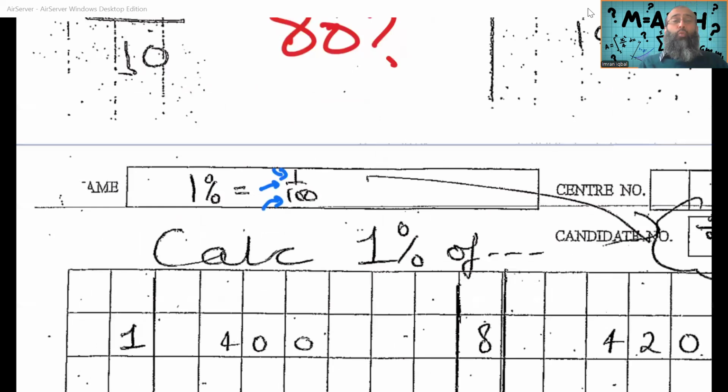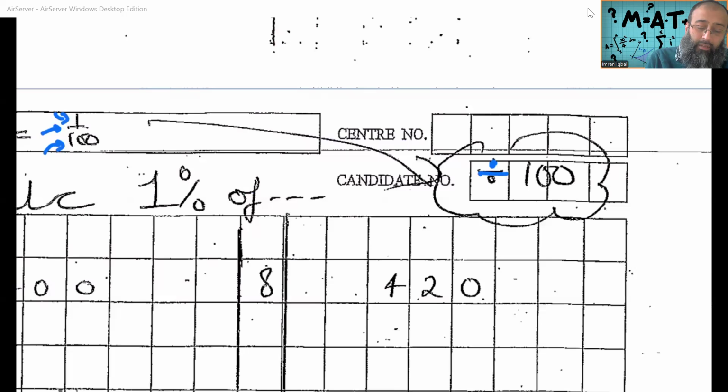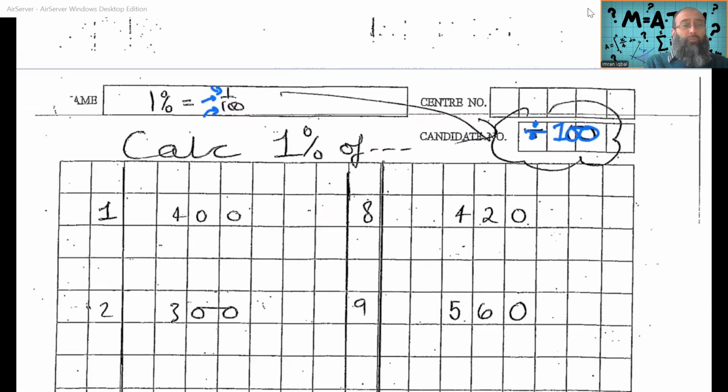So in order for us to work out 1%, we're working out a 100th of something. How do we work out a 100th of something? We divide it by 100. Yes. Now, we have question number 1. Nice 2 zeros in there. Nice little trick method for dividing that by 100. We remove 2 zeros. So 1% of 400 is 4. Finished. That's how easy it is.